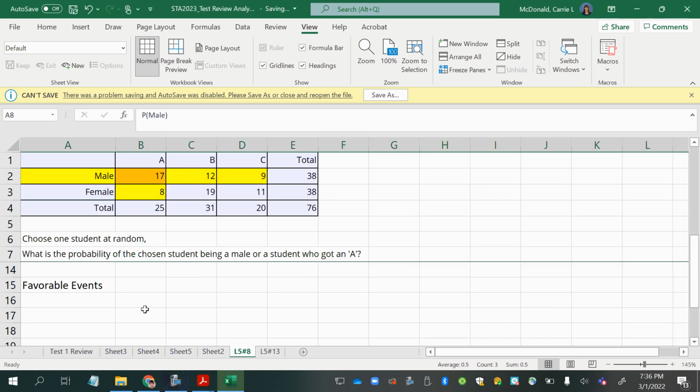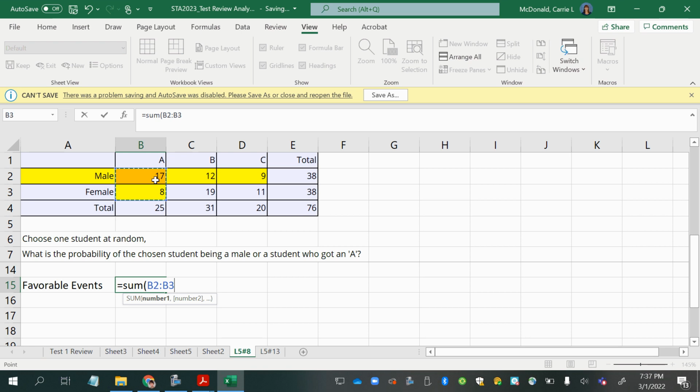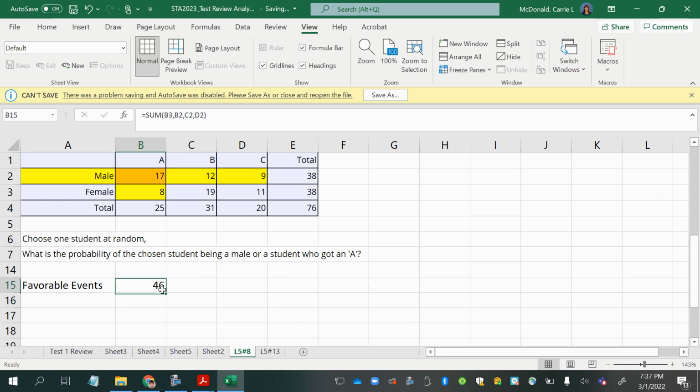As I was saying, count all the favorable events. Now you can see them highlighted here. So if we add up using the sum function, these cells, comma, these cells, notice that I only selected each one of the cells one time, or you could do it one by one like this, comma, this one, comma, this one, comma, this one. And notice that I do get 46. And then there are 46 favorable students that either got an A in the class or were males, and we didn't double count any of those.